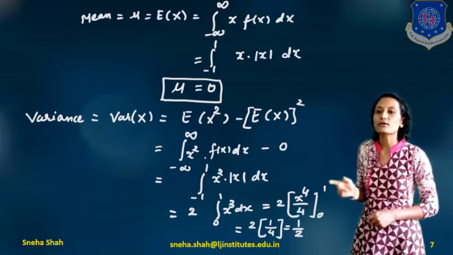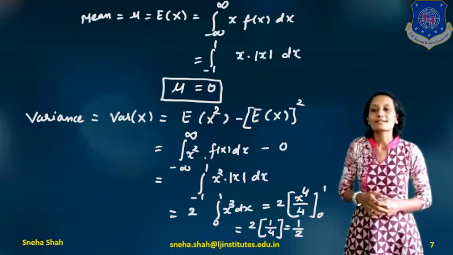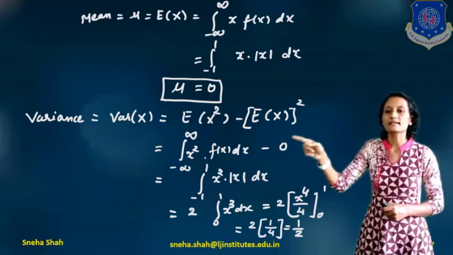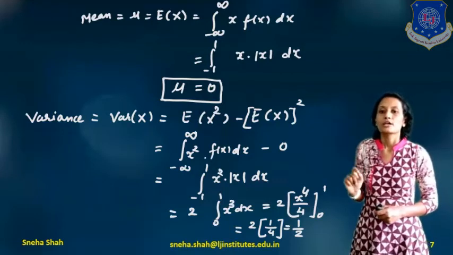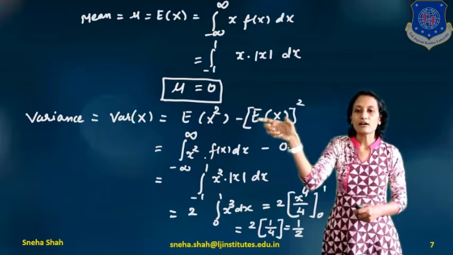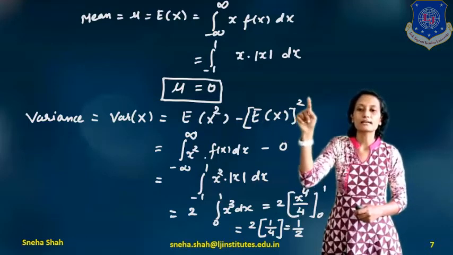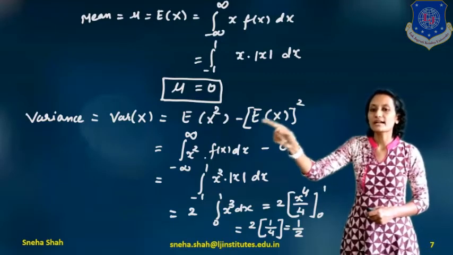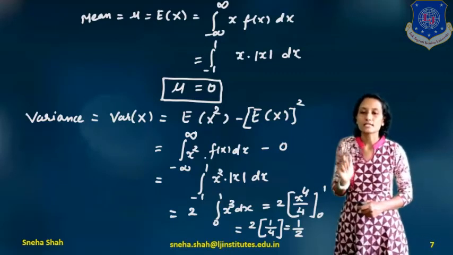Now we have to find out the value of variance. Now what is the value of variance? Variance of x equals E of x square minus E of x whole square. So the term will be like this. E of x whole square means mu square equals 0, right? So the second term will become 0. So only one term will be there, E of x square.